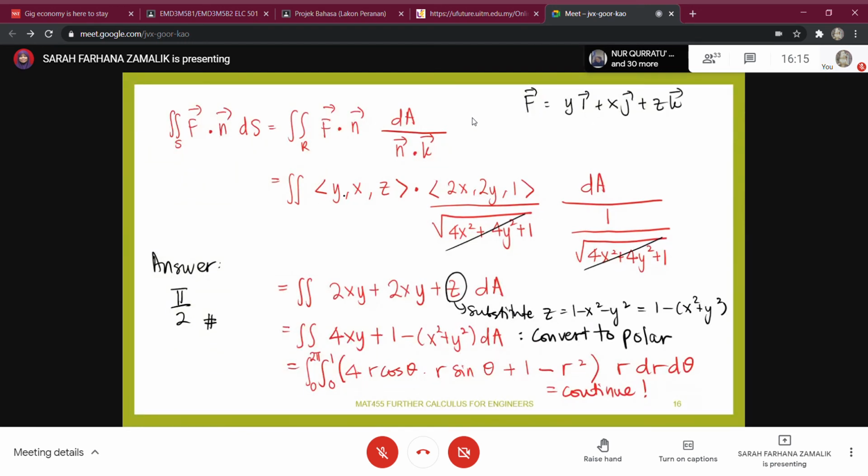Okay, it can be written into this form also: Y, X, Z. Vector. Dua-dua ni sama. So sebab tu saya guna yang tu. Yes?